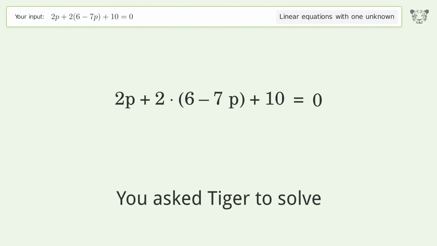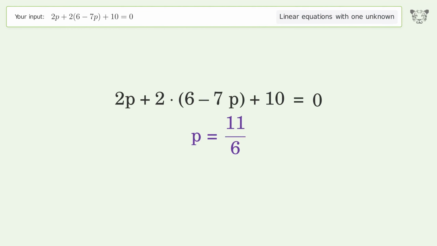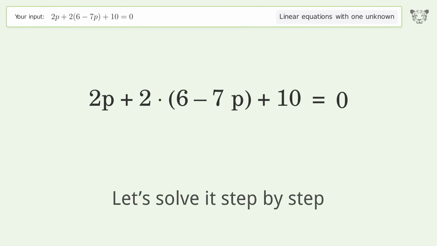You asked Tiger to solve this. It deals with linear equations with one unknown. The final result is p equals 11/6. Let's solve it step by step.